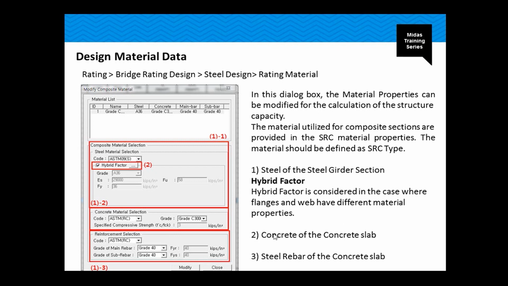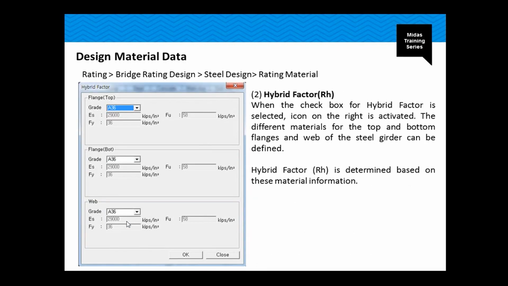Then you have the concrete of the slab and also the steel rebar to consider for the reinforcement of the slab. These two you can define here. You can specify the compressive strength using the standards, or you can manually define them, and the same for the reinforcement of the slab. You can define which grade of the rebars you're using for the slab.